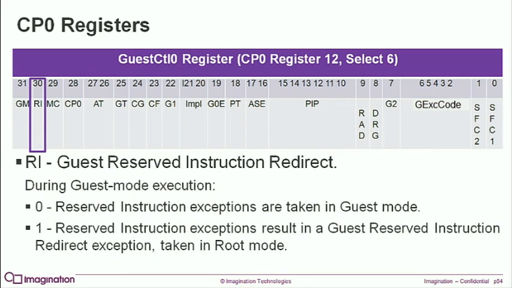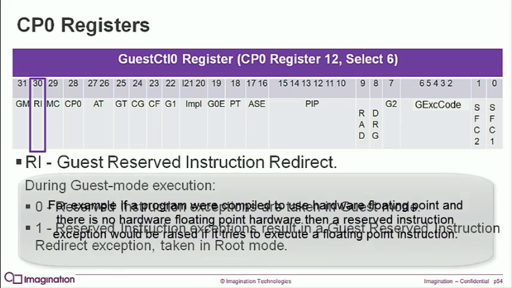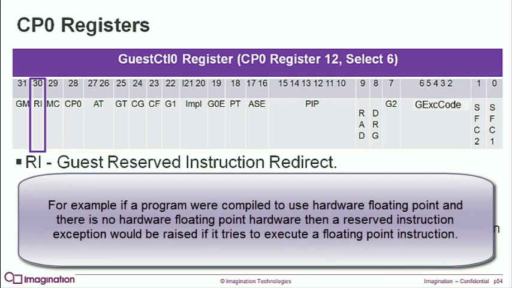The RI bit gives the hypervisor control of what to do when a reserve instruction exception happens. A reserve instruction exception occurs when a reserve or undefined major opcode is executed or a value in the function field is illegal. For example, if a program were compiled to use hardware floating point and there is no hardware floating point hardware, then a reserve instruction exception would be raised if it tries to execute a floating point instruction.